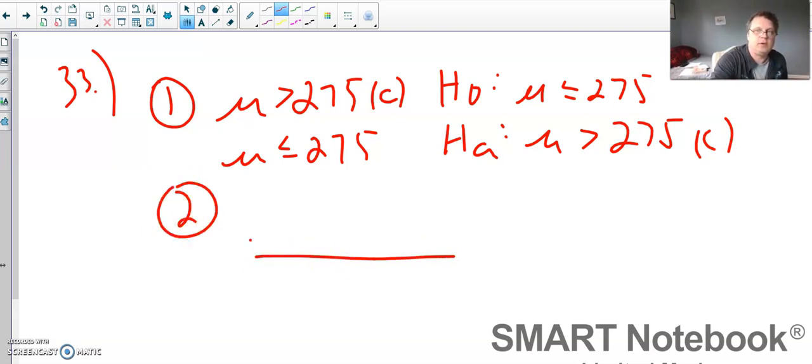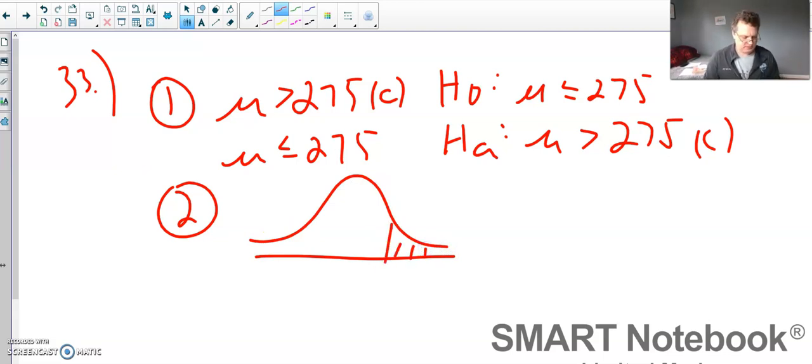Step two is a right tail test because of the alternate hypothesis. The level of significance is 0.04. So when you look that up to find your critical z value, it's 1.75. That's the closest value. And that's step two.